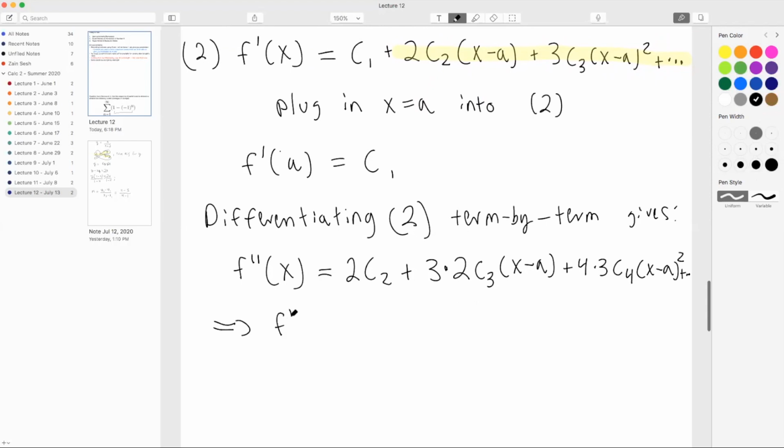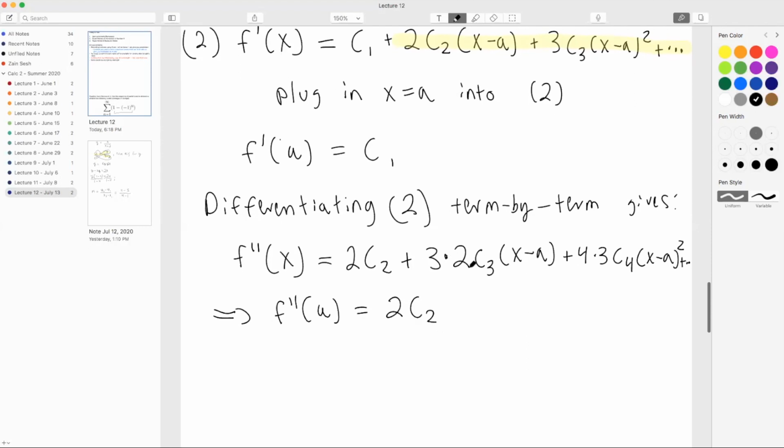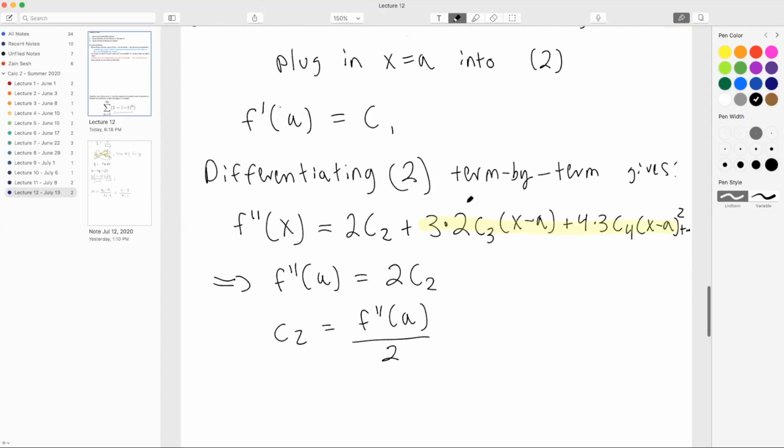This will give us that f double prime of a is equal to 2c2. Okay. So I hope that's clear because the rest of the summands vanish again. So all these yellow guys vanish. And now let me just algebraically solve this for C2. C2 is equal to f double prime of a over 2.